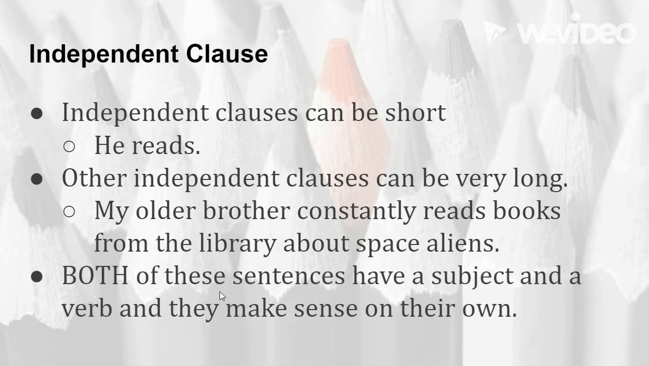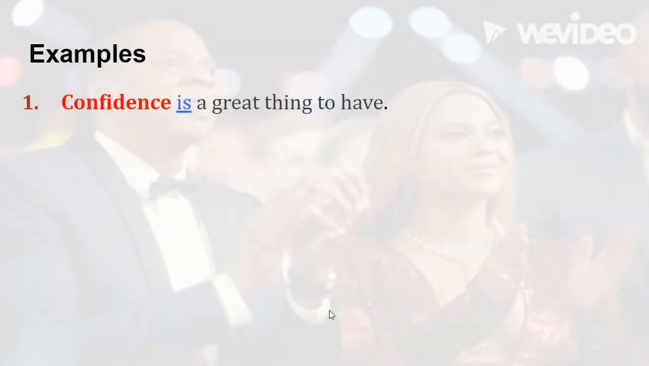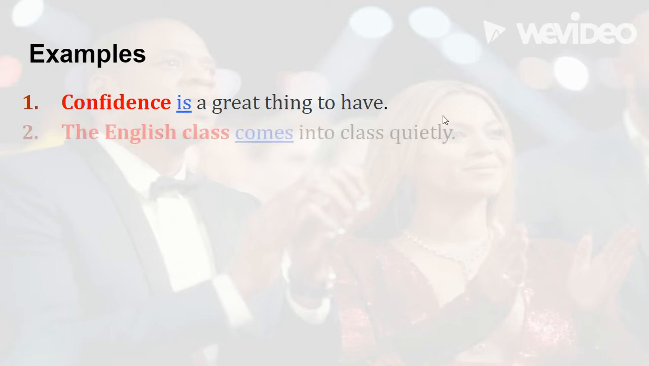So again, both have a subject, he or my older brother. Both have a verb, reads and reads. Both make sense on their own, so these are both independent clauses. Here are some other examples. Confidence is a great thing to have. In all of these examples, my subject is going to be red, my verb is going to be blue.